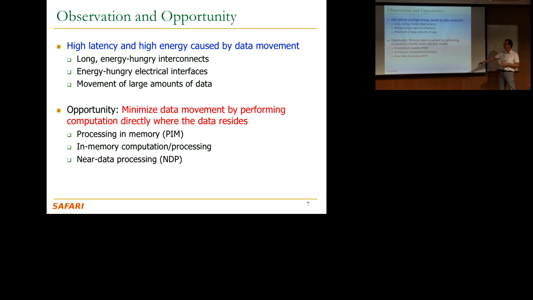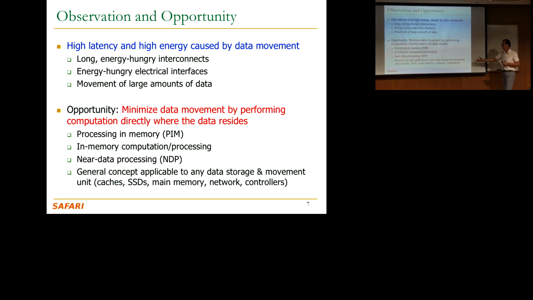I'm going to reuse these terms interchangeably: processing in memory, in-memory computation or processing, near data processing. There are, of course, levels of being near data. How close are you to the data? Are you really inside where the data is, or are you a little bit outside? There are shades of gray, but I'm not going to distinguish between these terms. They are going to be used interchangeably.